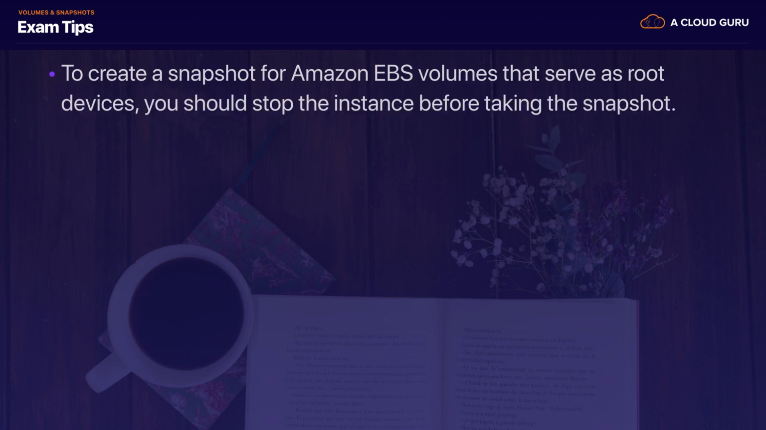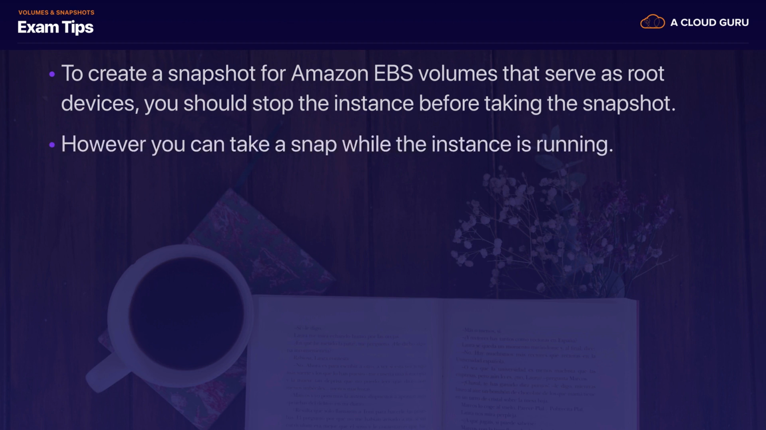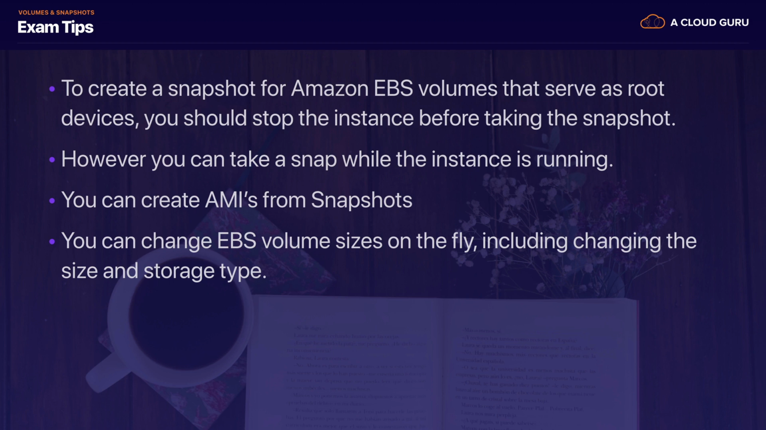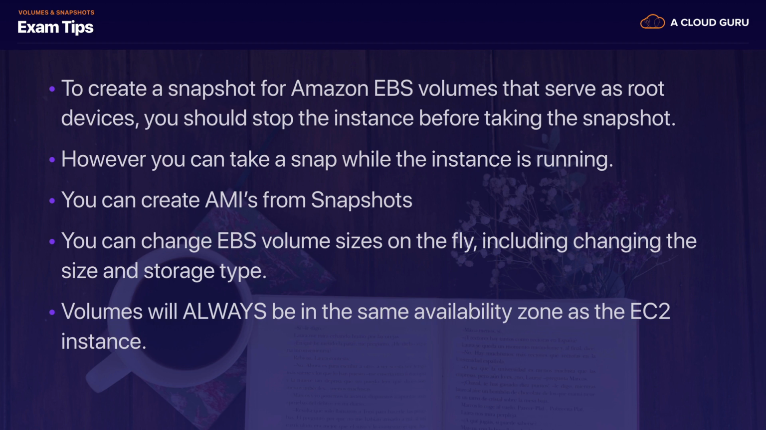Now, to create a snapshot for an Amazon EBS volume that serves as a root device, so one that you install your operating system on, it's best practice to stop the instance before taking the snapshot. So just remember that. However, you can take a snap while the instance is running, so you can do it either while the instance is stopped or while it's running. And just remember that you can create AMIs from snapshots as well. You can change EBS volume sizes on the fly, and that includes changing the size and the storage type. And volumes will always be in the same availability zone as the EC2 instance, so you'll never have a volume in one availability zone and your EC2 instance in another.